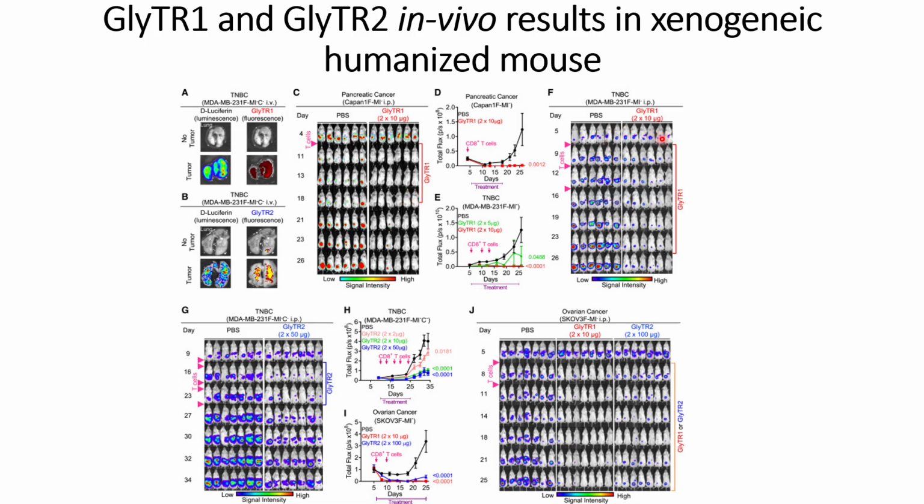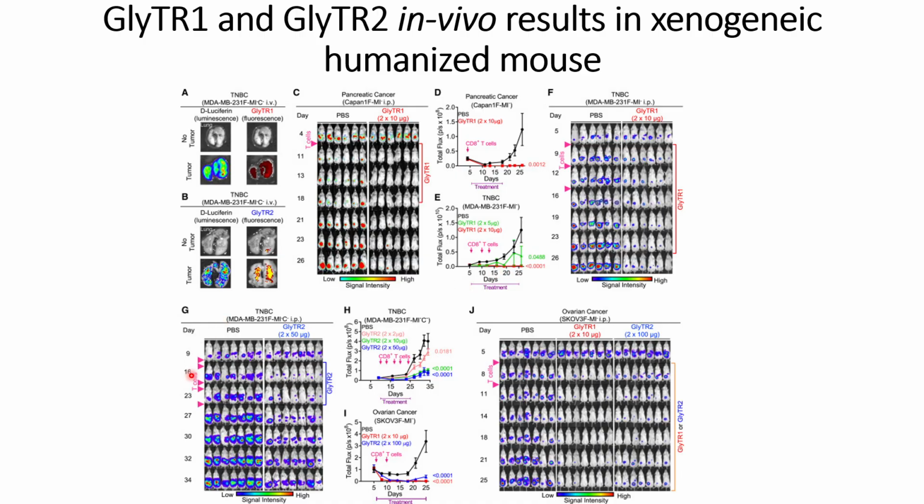And they have seen similar results for triple negative breast cancer cells, where in the case of control they see sustained tumor growth, whereas in the case of GlyTR1 they see regression in the tumor growth. These are also quantified in panel E, where they have shown the results of control, where the total flux continues to increase, whereas for GlyTR2 the flux is lower than the control, and for GlyTR1 the flux is even lower compared to the controls.